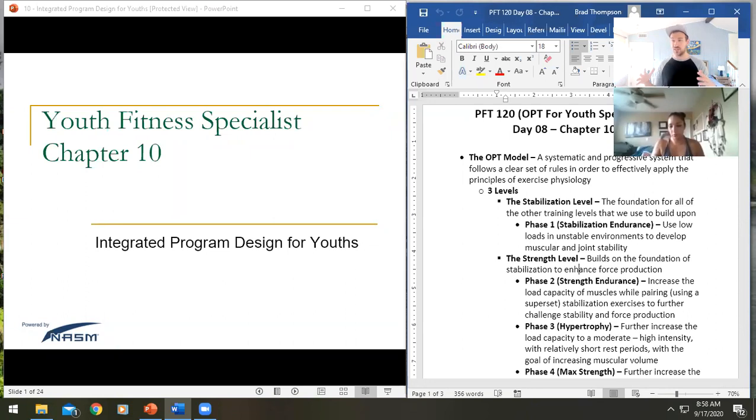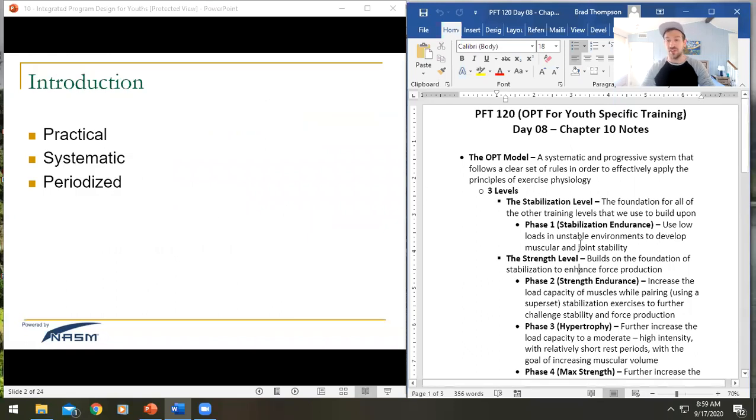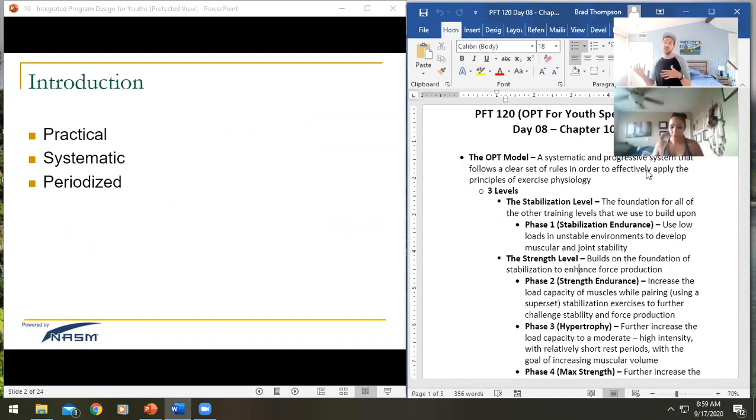But this program design class is an overall program design class, right? So I want to teach you how to do youth, adults, whatever. When we talk about program design, the whole idea is that you are going to use NASM's OPT model, which is a very practical and systematic system that does the work of periodization for you. When I say periodization, what I'm talking about is waves of difficulty, or different types of stimuli.